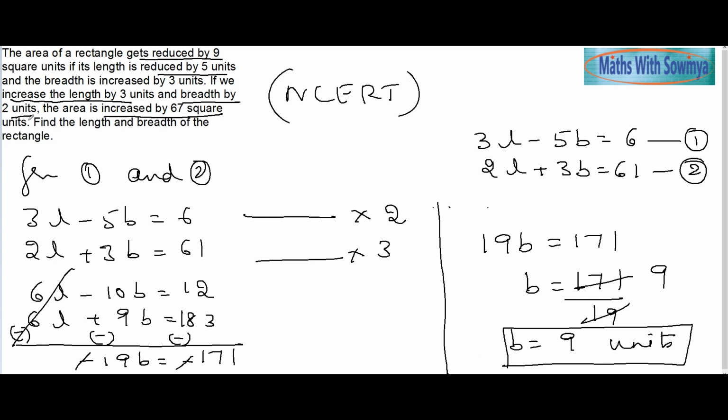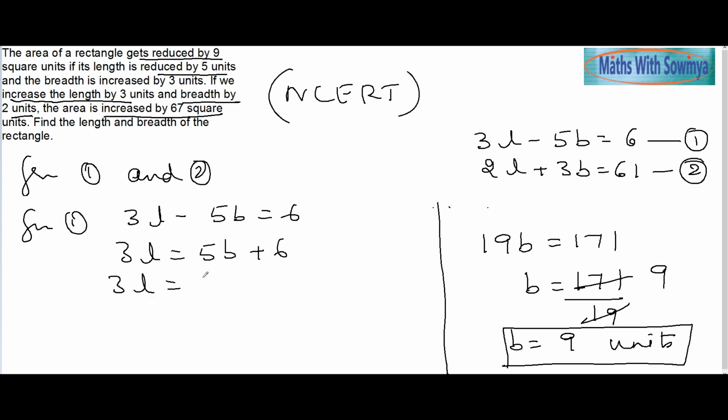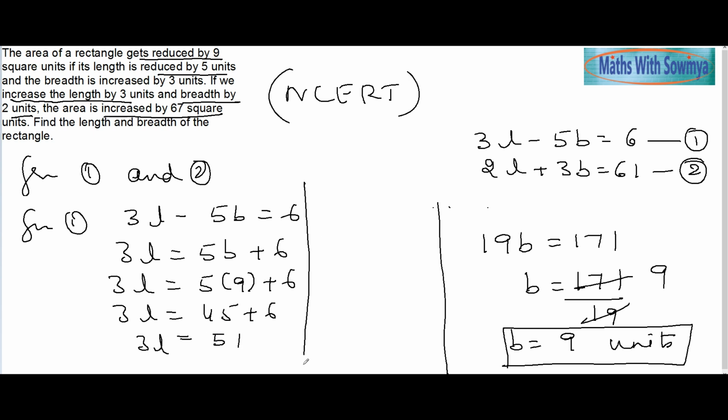Now, we can easily find the length by using any of the equations. I will take equation 1. We have 3L minus 5B equals 6. 3L is 5B plus 6. 3L is 5 into 9 plus 6. 3L is 45 plus 6, so this will be 51. So, what are we going to get? L is 51 by 3. 3 ones are 3, 3 sevens are 21, L is equal to 17.